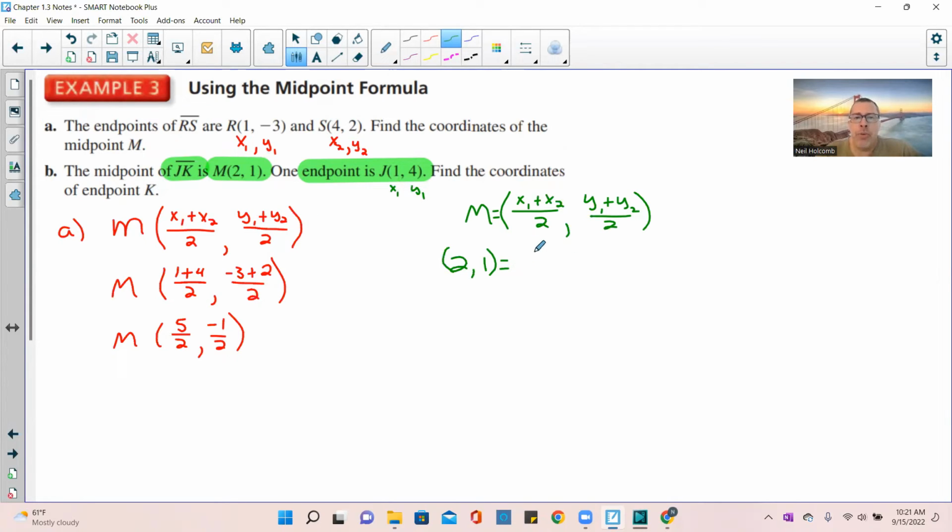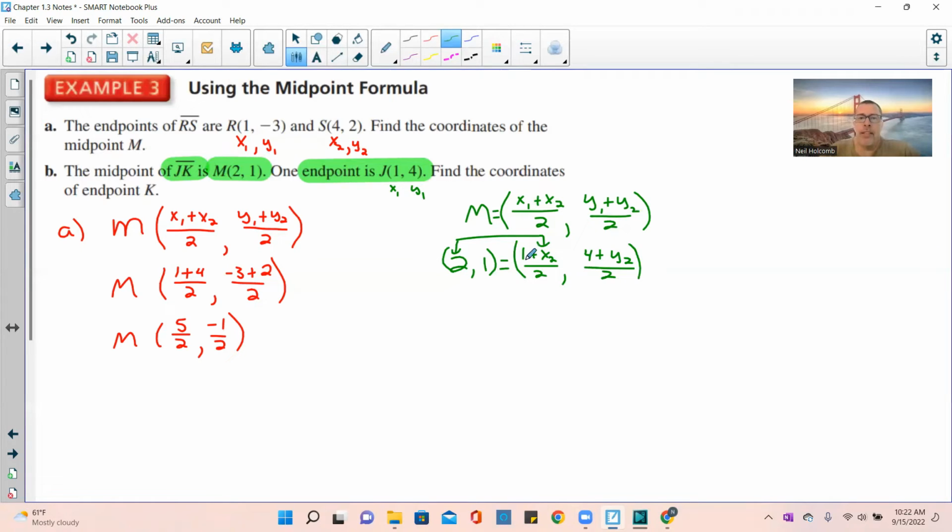So that's going to equal x sub 1, which is 1, plus x sub 2 divided by 2, comma, and then y sub 1 is 4, plus y sub 2, which we don't know, divided by 2. So there's the formula substituted in. Then I can focus on this. This 2 right here is going to have to equal that right there. So I have to find an x sub 2 that would make that 2.